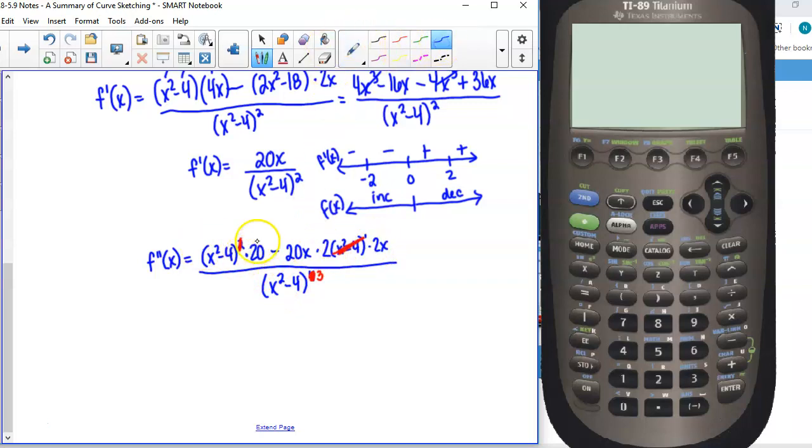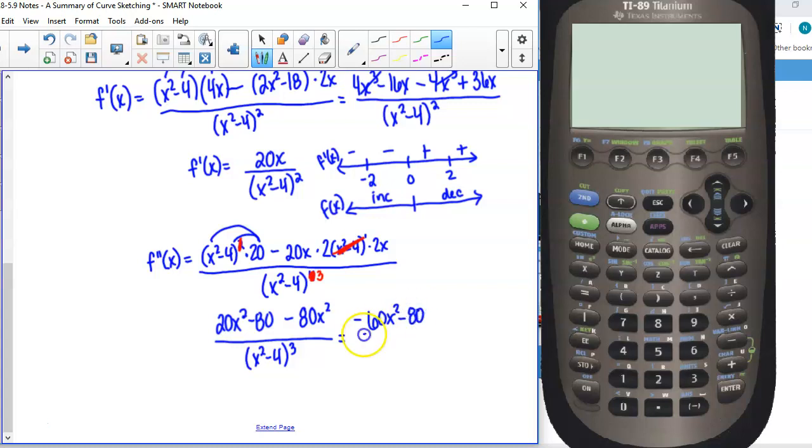So now I could distribute, so I'll get 20x squared minus 80, minus 80x squared, is that right? Yeah, 80x squared all over (x squared minus 4) to the third power, which equals negative 60x squared minus 80 over (x squared minus 4) to the third.